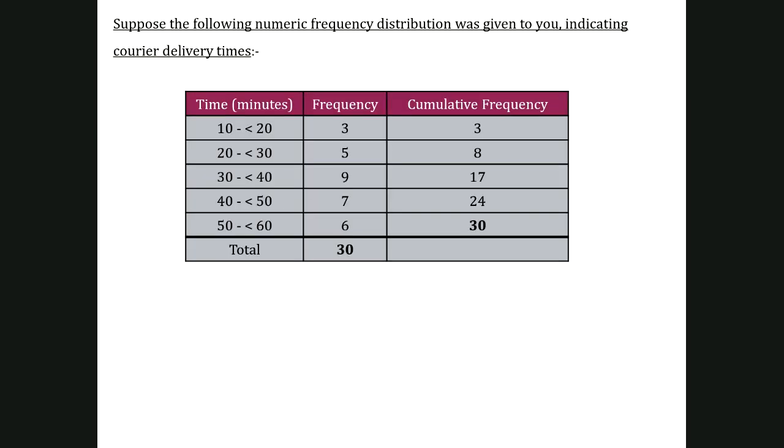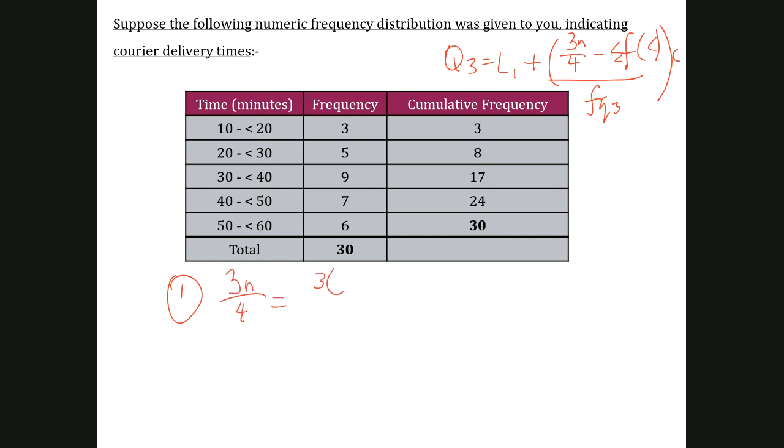Then you have your Q3, which is again the same idea. The formula though is L1 plus, at the top you have 3n over 4 minus the sum of the frequencies in the groups before the one you selected, over the frequency of the group itself, and then it's multiplied by C. So the first step is to determine the position, which is 3n over 4: 3 multiplied by 30 over 4 gives you a position of 22.5. So you're looking for the 22.5 value.